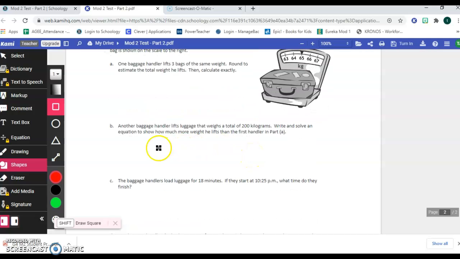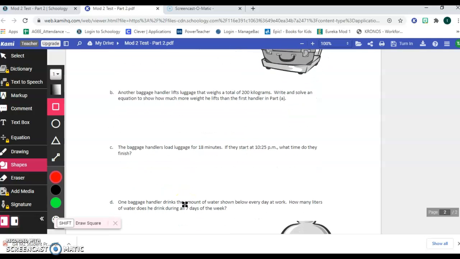On B, another baggage handler, a different person, lifts luggage that weighs a total of 200 kilograms. Okay, write and solve an equation to show how much more weight he lifts than the first handler in part A. So you're going to use your exact calculation from this example and compare it to this 200 kilograms that the second baggage handler lifted.